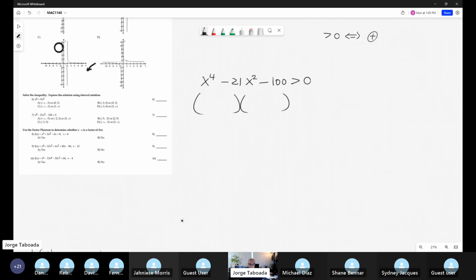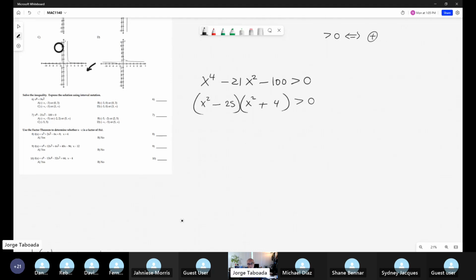The factorization, the trinomial: square root of this guy, que es x squared, and try to find the combination. Okay, we have 100 to 25 and 4, because 25 times 4 is 100, and 25 minus 4 is 21, and the signs are negative here and positive here.